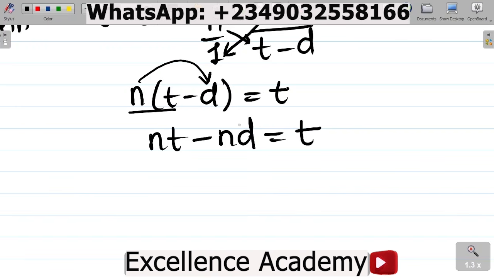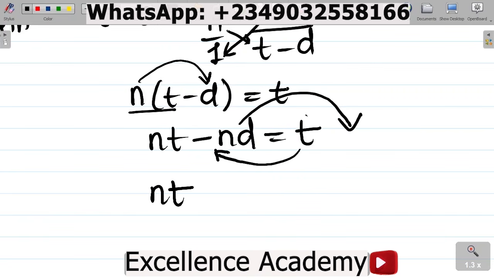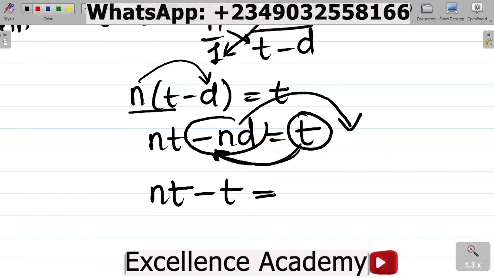To solve this, we'll move Nd over here and move T over here. So what you have becomes Nt, this is plus T, moves over here becomes minus T, is equal to negative Nd, moves over here becomes positive Nd. That's positive Nd. So we have this.